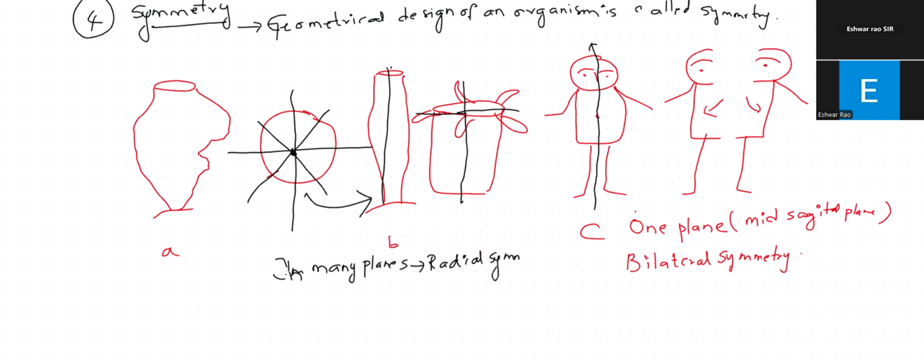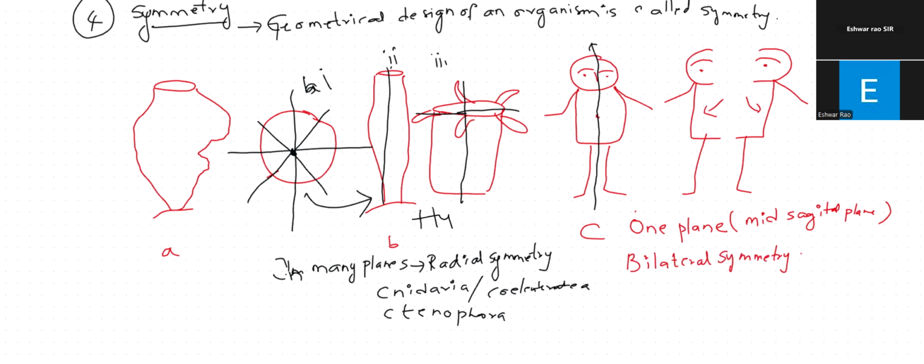This kind of radial symmetry is seen in Cnidaria. What is the other name of Cnidaria? Coelenterata, and Ctenophora. So these are the diagrams under B. This is one, this is the second diagram, and this is the third. Here, what I try to show is Hydra, Hydra vulgaris. Okay, that's about radial symmetry.